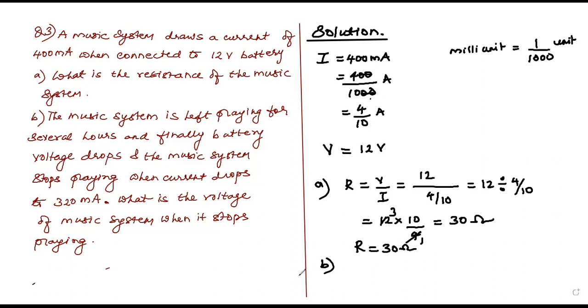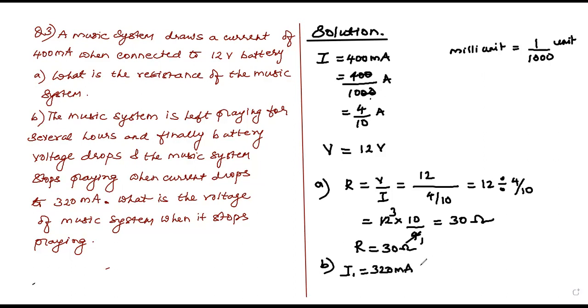Now, the B part. The B part is very interesting, children. Again, such a big one. Children will think, what is this? Okay. Now remember, the resistance of this music system will remain 30 ohms, standard. All the other values will change, but the resistance of the music system will remain the same. So now let's see the B part. The music system is left playing for several hours, and finally the battery voltage drops and the music system stops playing when current drops to 320 milliampere. Now the current has become 320 milliampere.